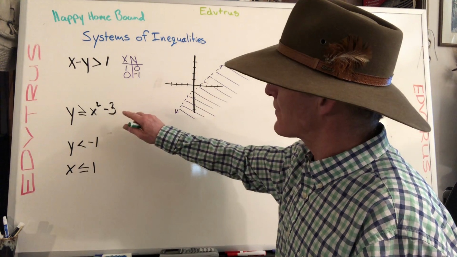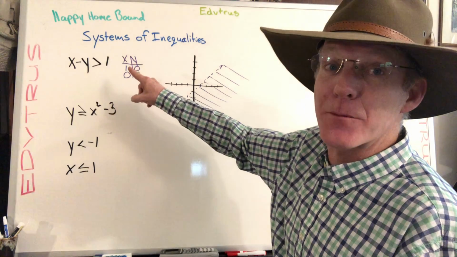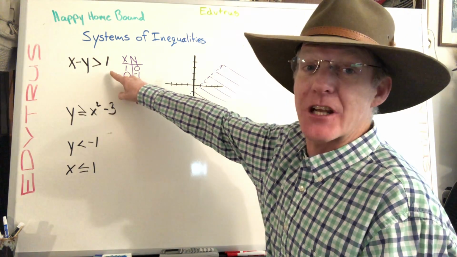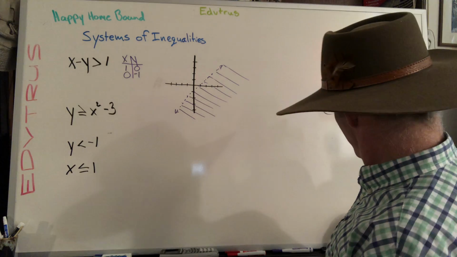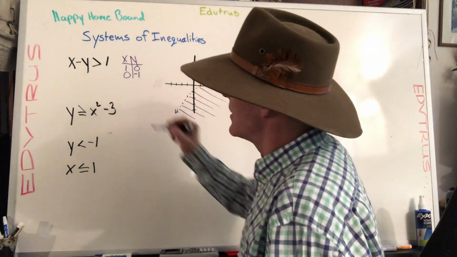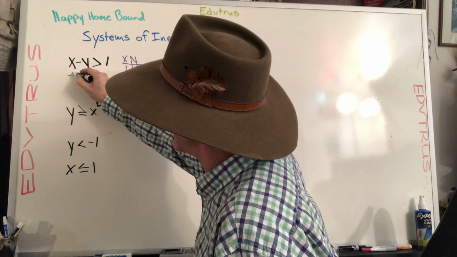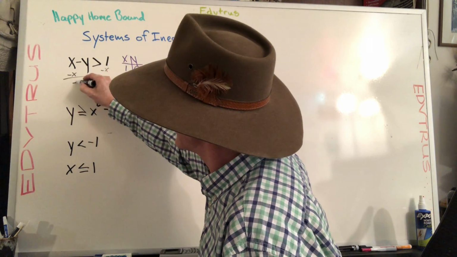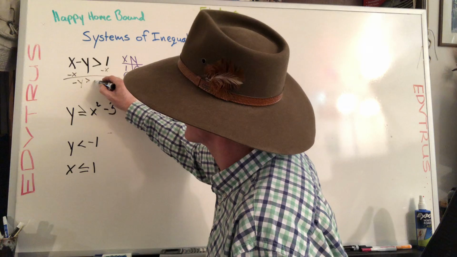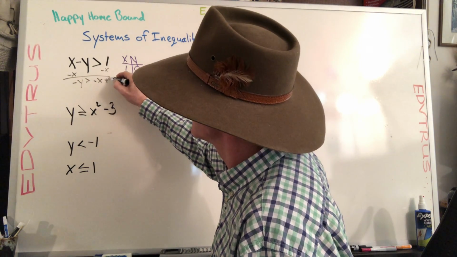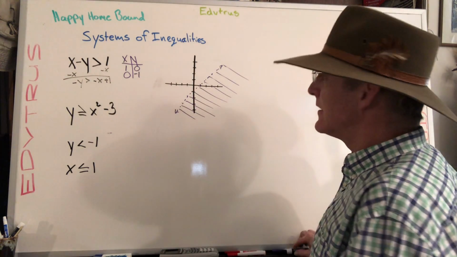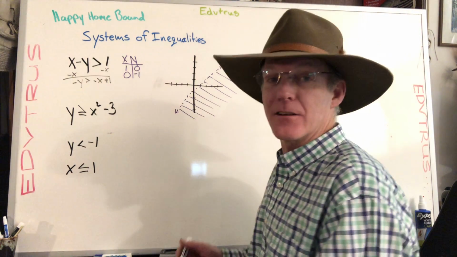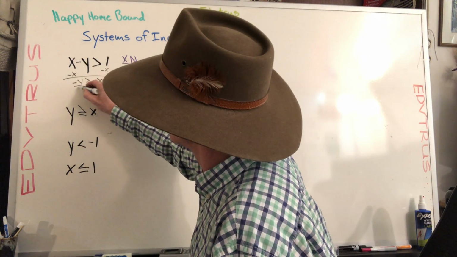So, I forgot. Let's back up to this one. I wanted to show you if we change it to y equals mx plus b. Let's do that really quick. So let's go ahead and subtract x. Negative y is greater than negative x plus 1. Then we've got to get rid of that negative, right? So let's divide by negative 1.